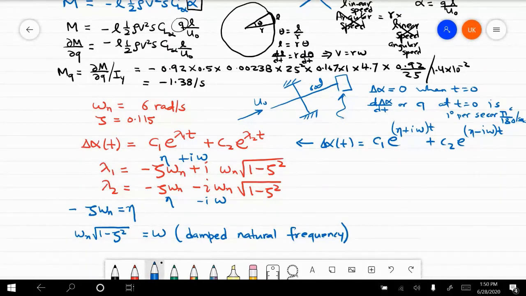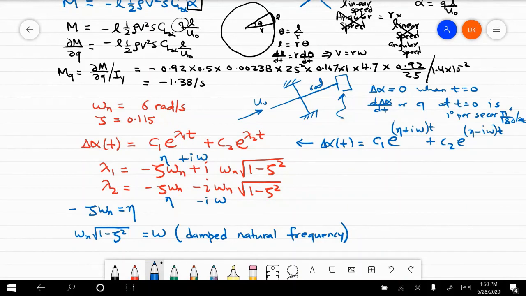So let me again describe the initial condition. Initially, this rod and plate assembly are facing the relative wind such that the relative wind is in the same direction as the rod, so the angle of attack is 0. A gust of wind comes and it hits the plate, and the plate acquires an initial pitching speed of 1 degree per second, or pi over 180 radians per second. So now we have two conditions, so it should be possible to know the value of C1 and C2.